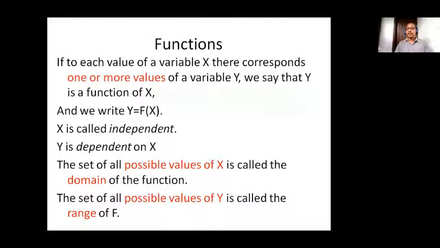If to each value of a variable x, there corresponds one or more values of a variable y, we say that y is a function of x, and we write y equal to f of x. x is called the independent variable and y the dependent variable. The set of all possible values of x is called the domain of the function. The set of all possible values of y is called the range of f.